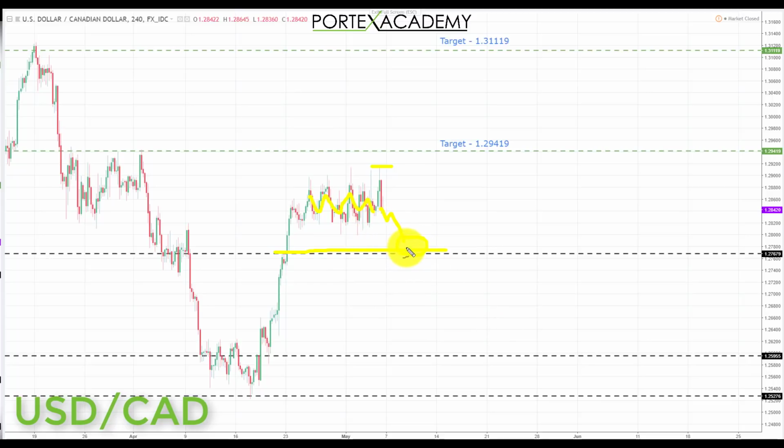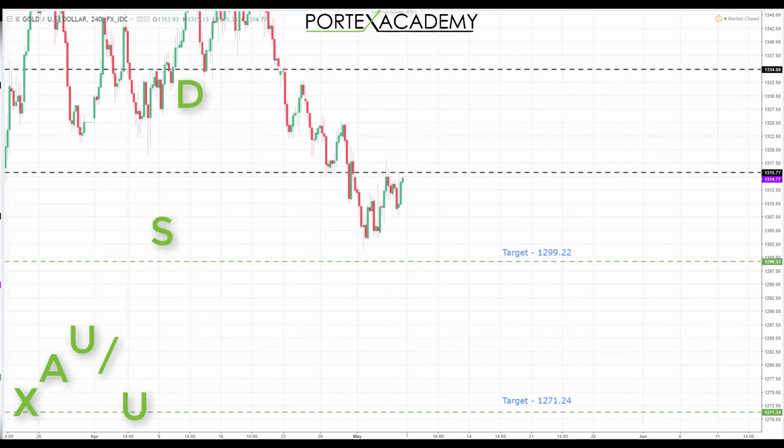And if we get this kind of price action, this is going to be a great place to start to look for bullish formations and patterns up towards target 1 and the next key area of resistance to the upside at the 1.29419. And if we can get a breakthrough here, we'll be looking up towards target 2 and the next key area of resistance to the upside at the 1.31119.